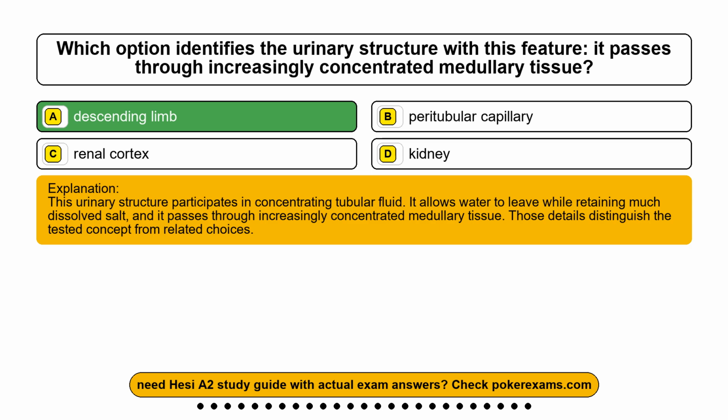This urinary structure participates in concentrating tubular fluid. It allows water to leave while retaining much dissolved salt, and it passes through increasingly concentrated medullary tissue. Those details distinguish the tested concept from related choices.